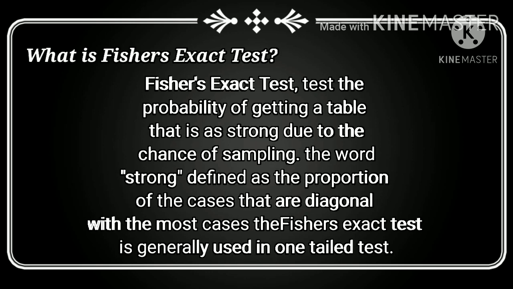Fisher's exact test tests the probability of getting a table that is as strong due to the chance of sampling. The word strong is defined as the proportion of the cases that are diagonal with the most cases. Fisher's exact test is generally used in one-tailed tests.